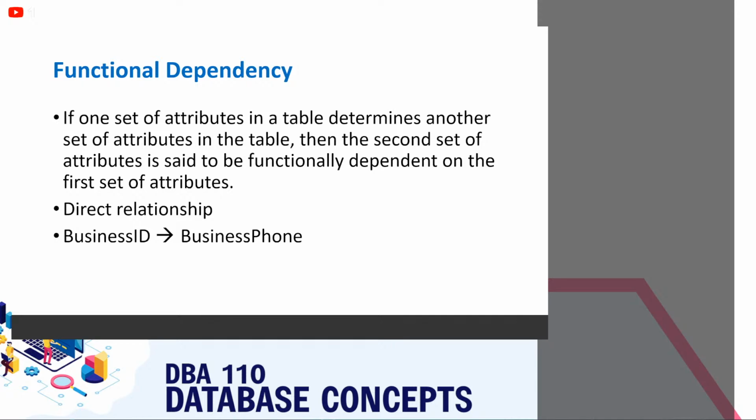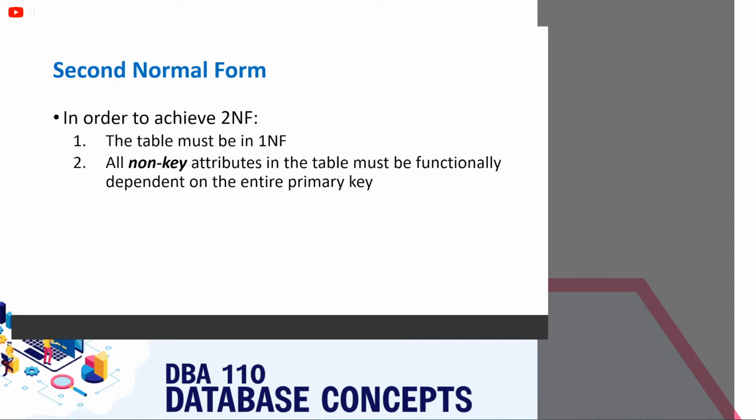Right? Business ID has a direct relationship to the business phone because that business ID, that unique identifier that is the ID of the business, that business has a phone number. That phone number belongs to that business. So there's a direct relationship between that business ID and that business phone number because there's an ownership there. So when we start to get into second normal form, that's what we're identifying. We're identifying these functional dependencies. We're identifying these direct relationships.